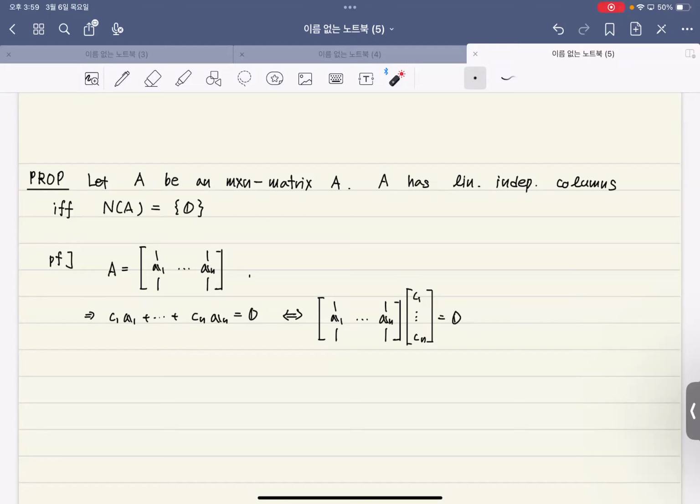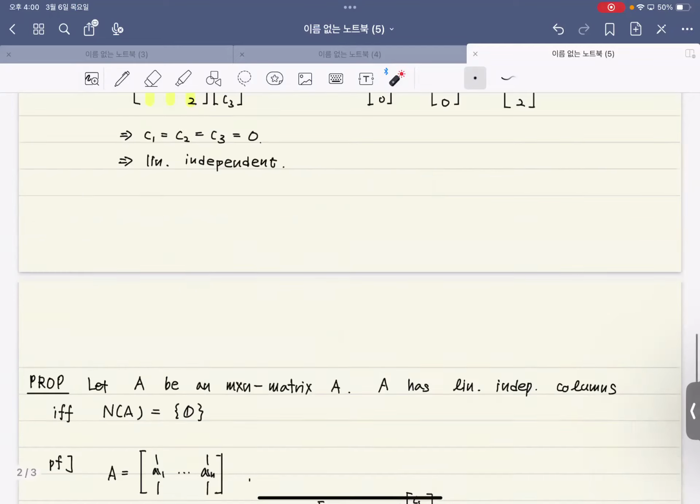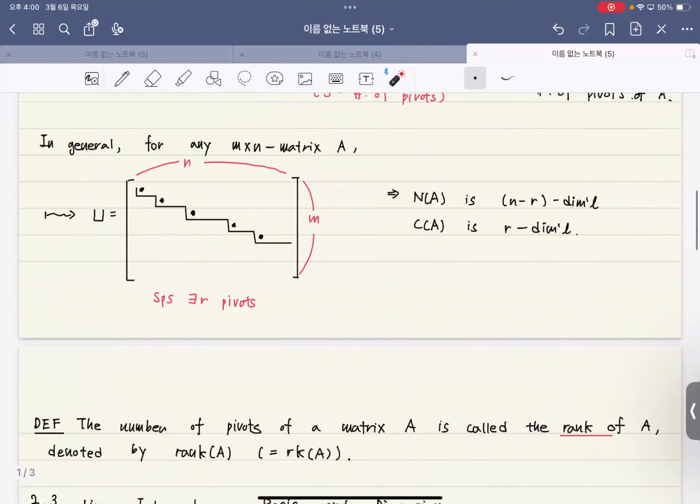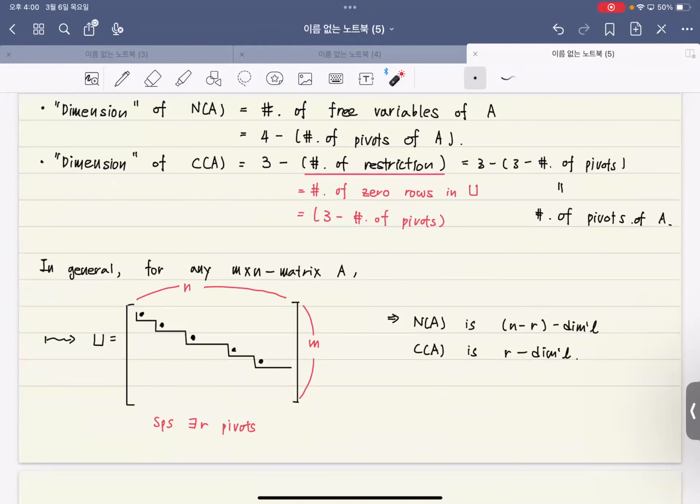I can try to explain it this way. To be linearly independent, the null space must be the zero dimensional space. In order to be independent, this null space only contains the 0 vector. Therefore, it must be the 0 dimensional subspace, which means the number of pivots equals the number of columns, right?